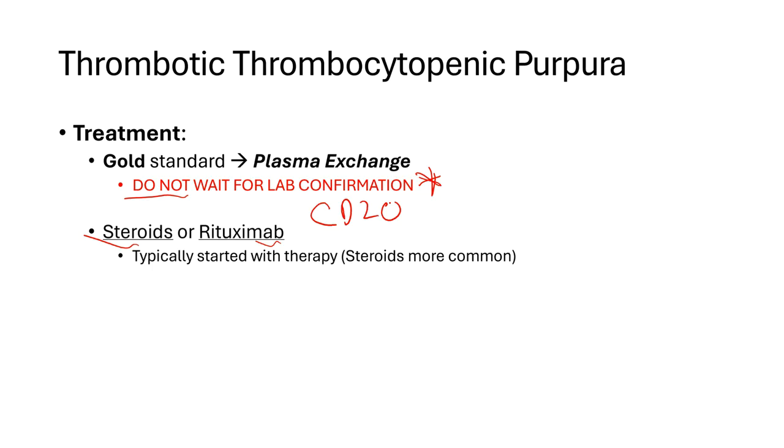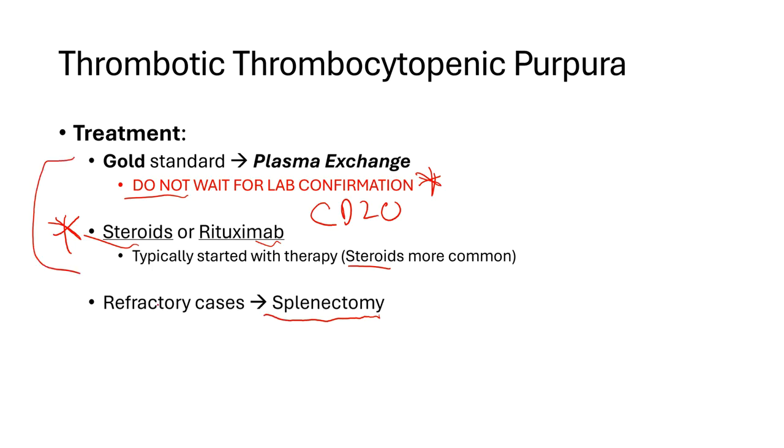This is typically used in refractory cases, relapse, or similar to steroids as an early add-on therapy. Rituximab targets the B cells producing the anti-ADAMTS13 antibodies and destroys them. We typically more so use steroids on exam questions, but be aware that both are typically used in real practice. For refractory cases, we can typically undergo splenectomy. This is only when they do not respond to the above.